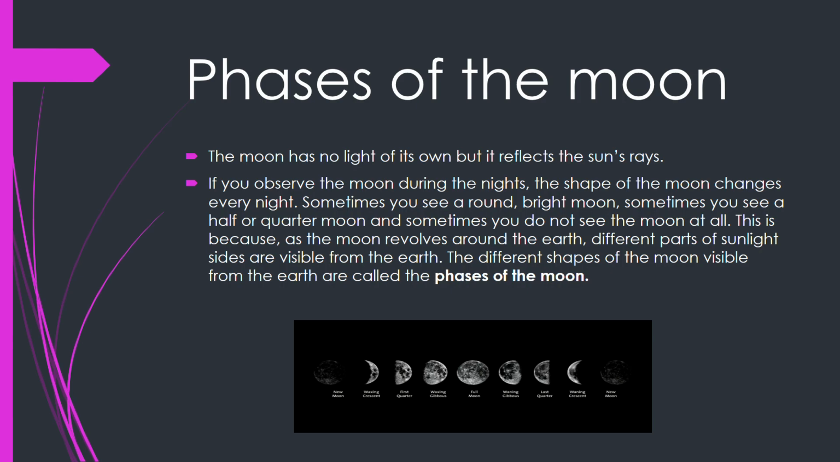Phases of the moon. The moon has no light of its own, but it reflects the sun's rays. If you observe the moon during the nights, the shape of the moon changes every night. Sometimes you see a round, bright moon, sometimes you see a half or quarter moon, and sometimes you do not see the moon at all. This is because as the moon revolves around the Earth, different parts of the sunlit sides are visible from the Earth. The different shapes of the moon visible from the Earth are called phases of the moon.